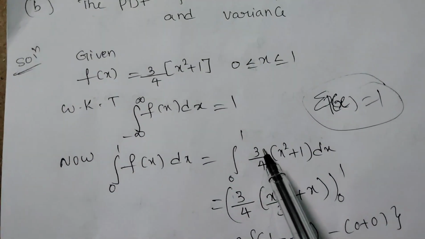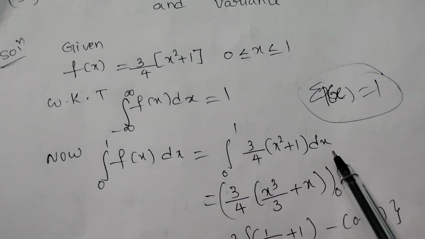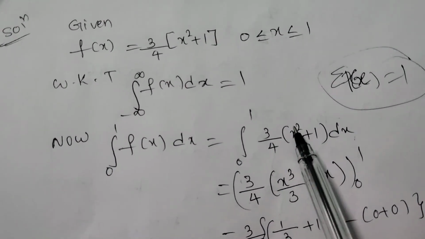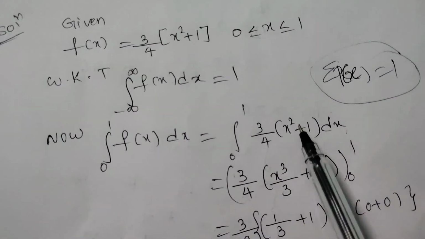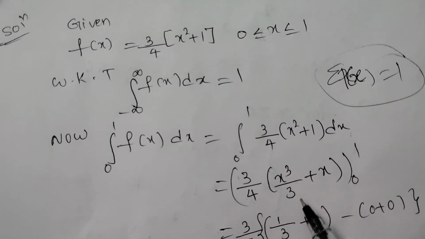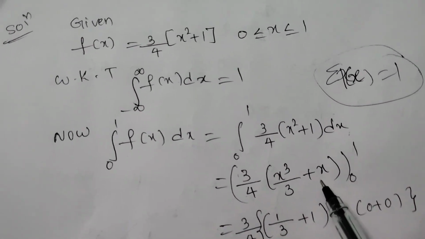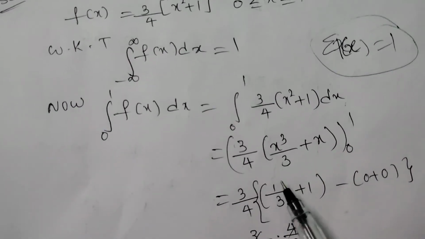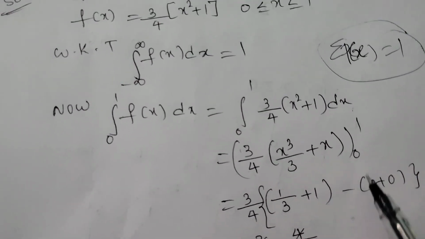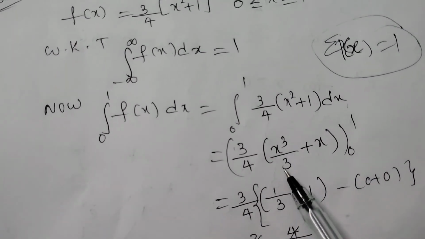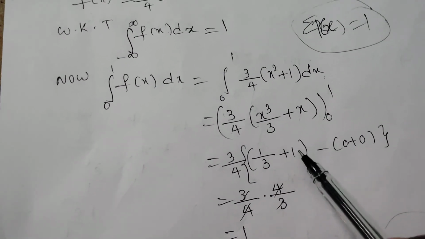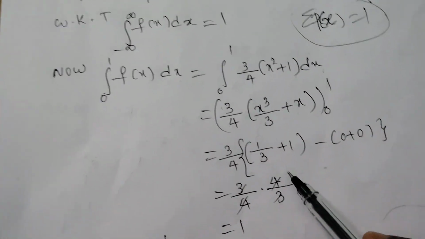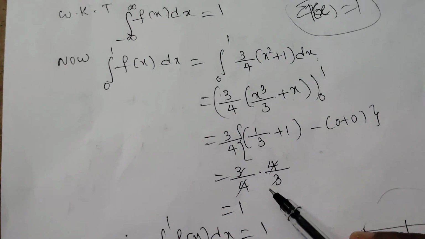So f of x value is 3 by 4 into x square plus 1. 3 by 4 is a constant, right, outside. X square integration is x cube by 3. 1 integration is x. Okay, now upper limit is 1, substitute: 1 by 3 plus 1, minus lower limit 0 by 3 plus 0. Okay, 1 by 3 plus 1, 3 ones are 3, 3 plus 1 is 4 by 3. Here 4 gets cancelled, 3 gets cancelled, 1.